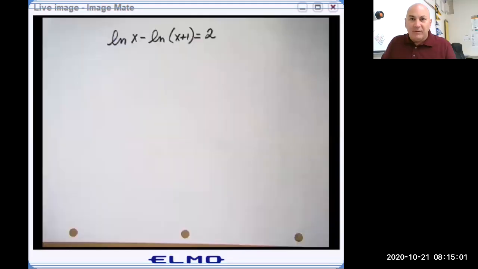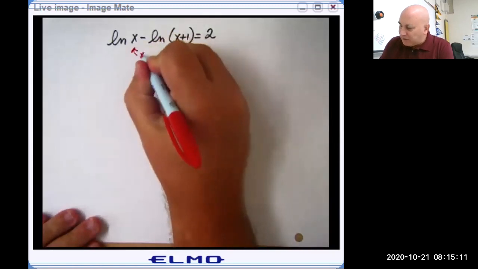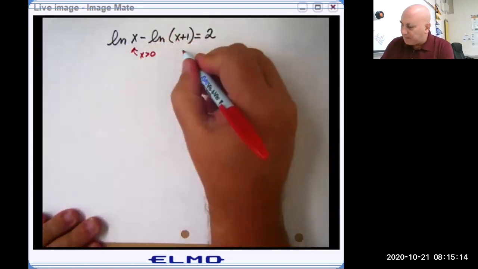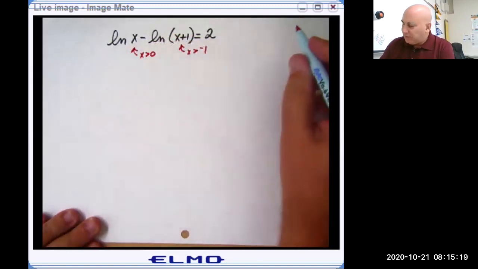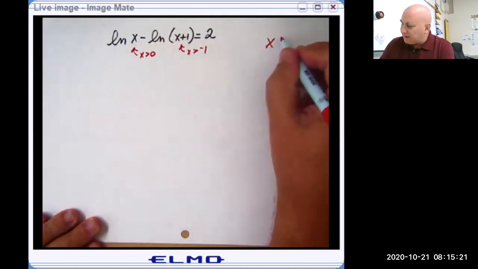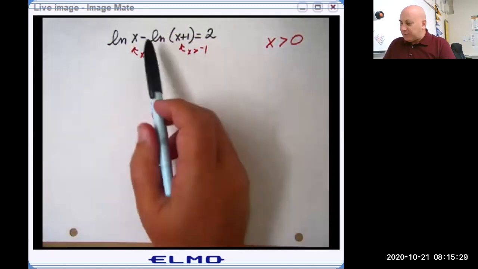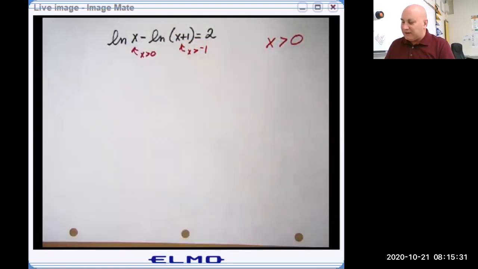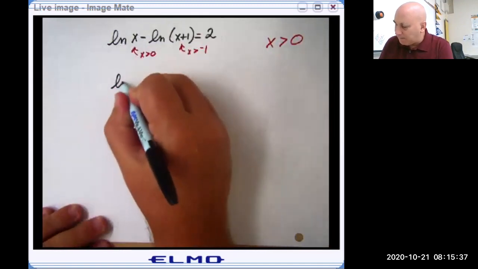Here's our second to last problem. Again, we're dealing with logarithms, so we have to worry about domains. Here, I know that x has to be greater than 0. Here, I know that x has to be greater than -1. So, x has to be greater than 0 for my answer. Again, I'm subtracting the logarithms, so let's write it as one single logarithm. I must be dividing the numbers.